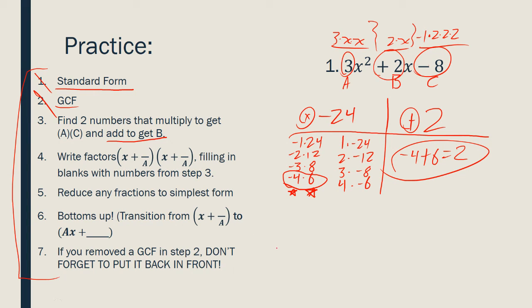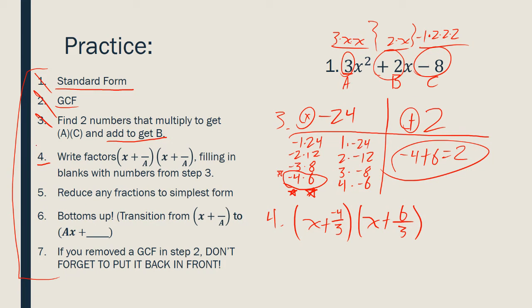Okay, now step 4. I'm done with step 3. Step 4 says write the factors in this form, filling in blanks with my golden numbers from step 3. I need to write my factors like this: (x plus blank over A) times (x plus blank over A), where A in this case is 3, and my golden numbers are negative 4 and 6.